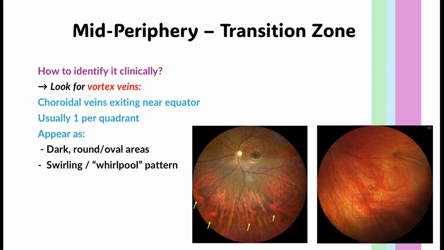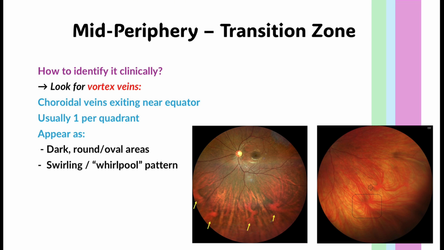Now, as I said, we cannot directly visualize the equator, but we can approximate its location clinically by identifying the exit points of the vortex veins. As you know, the vortex veins are choroidal veins that exit the eye through the sclera near the equator. There's usually one in each quadrant, but there could be more. They're not always obvious, but when you see them, they help confirm your location. They appear as dark, round, or oval areas, often with a slightly swirling or radiating pattern.